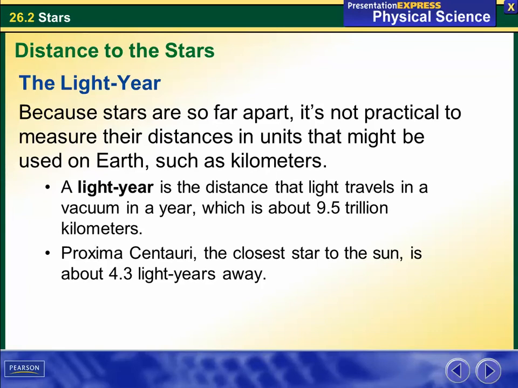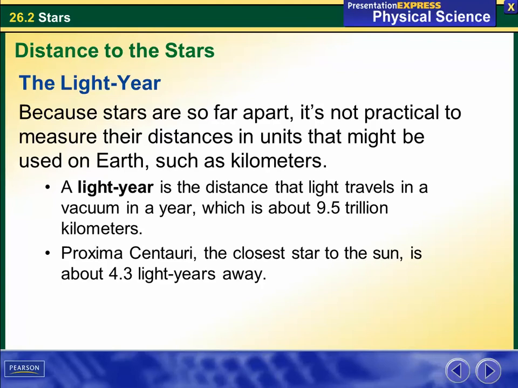Because stars are so far apart, it's not practical to measure their distance in units used on Earth, such as kilometers. Our numbers would be too gigantic and too hard to work with. So instead, we use what's called a light year. A light year is the distance that light travels in a vacuum in a year. You've heard people say you move at the speed of light, which means you move really fast. You can actually measure how far light would move in a year.